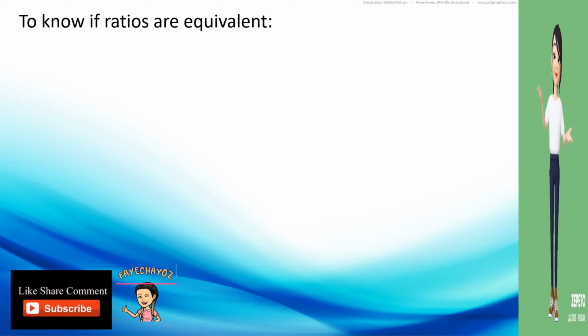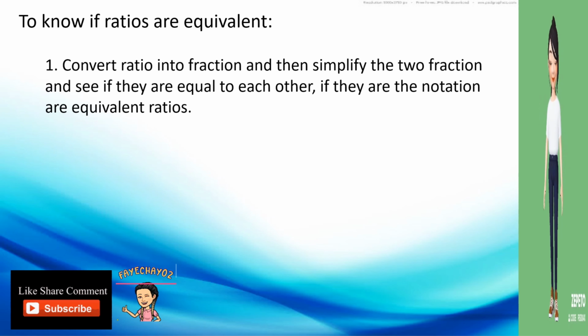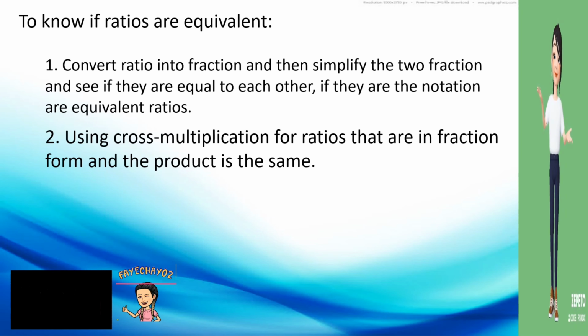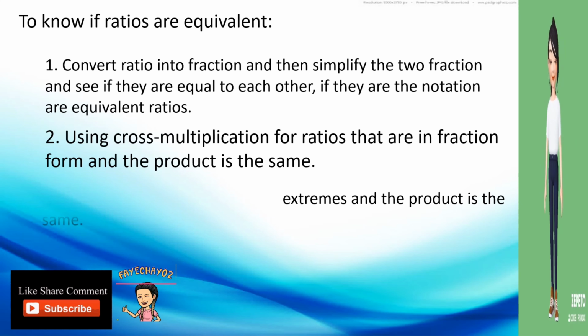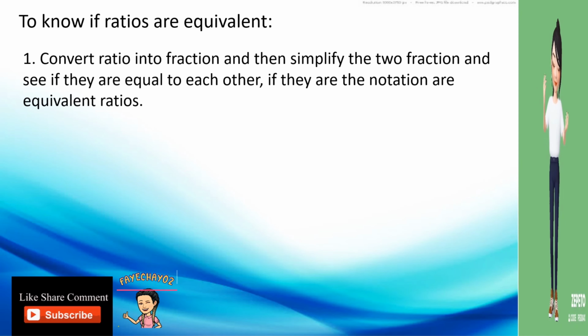We have three ways to identify if the ratios are equivalent. First, convert the ratios into fraction form, and then simplify the fractions and see if they are equal to each other. If they are, then the ratios are equivalent. The second one is using cross multiplication for ratios that are in fraction form, and the products must be the same. And the last one, multiply the means and then the extremes, and the product of the means and extremes must be the same. Let's have some examples.